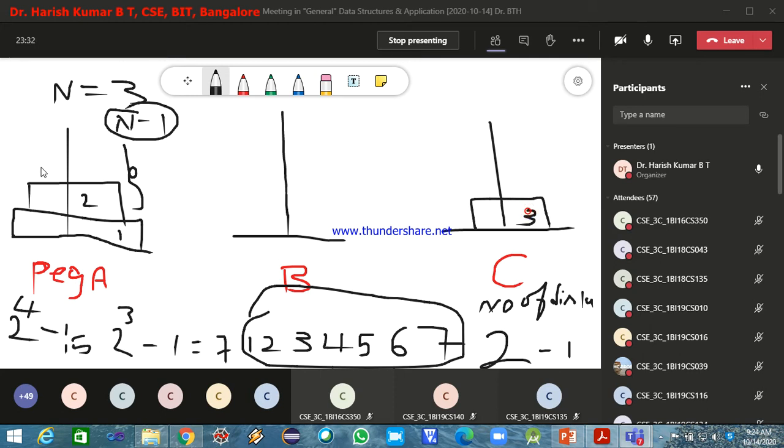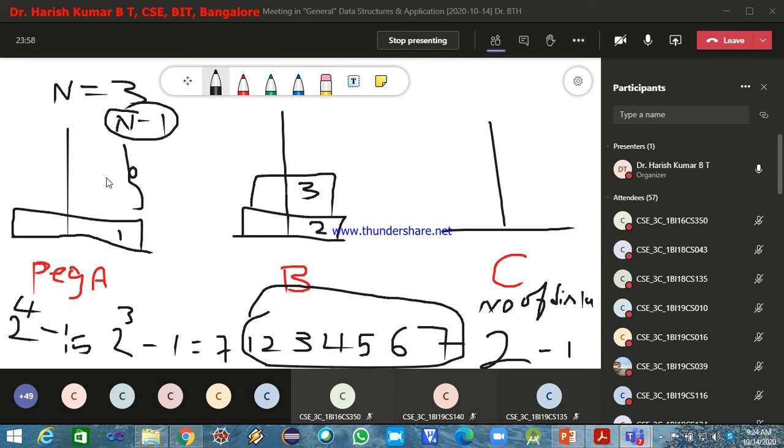And then what do we do? This 2, where do we shift it? To B. Next, what do you do? 3, we shift it to B.